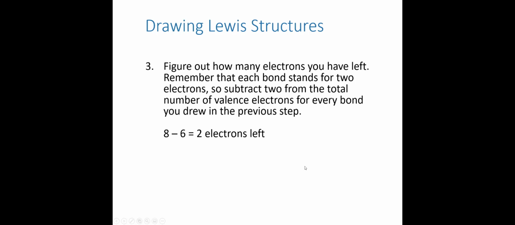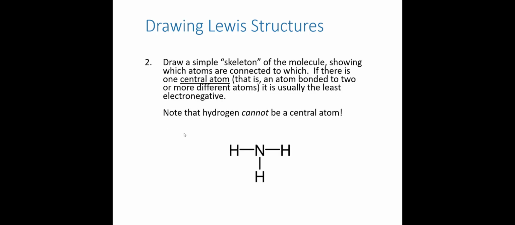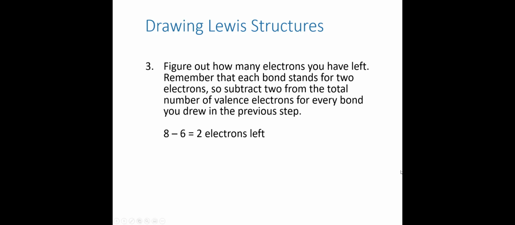We want to figure out how many electrons we have left that have not been accounted for. So every bond that we drew counts as having 2 electrons. So looking at the structure here, we've drawn 2, 4, 6 electrons so far. In step 1, we said we have 8. So 8 minus 6 means we have 2 electrons left to put into the structure.